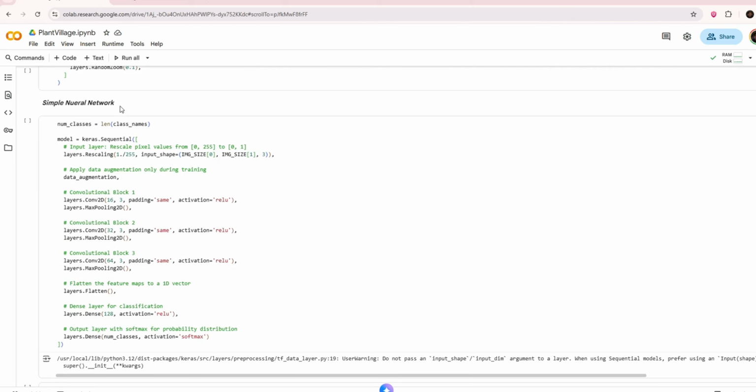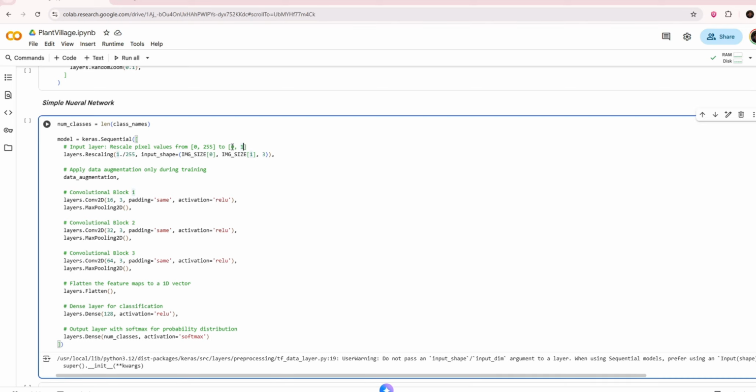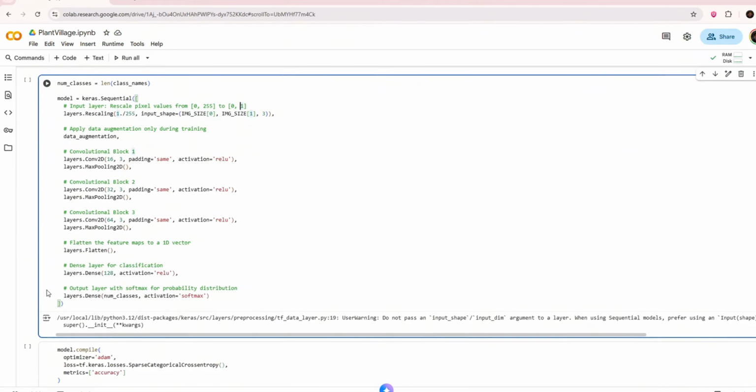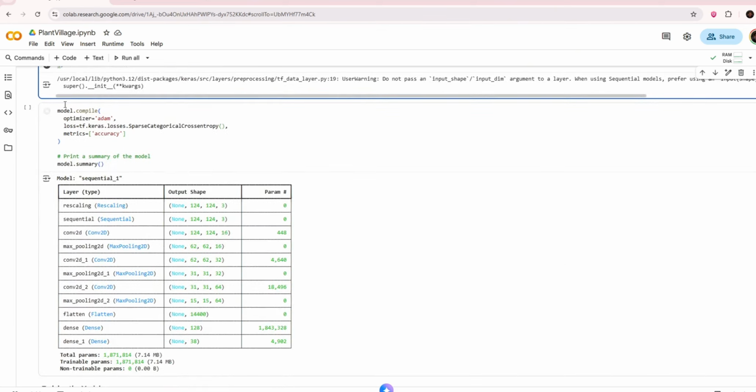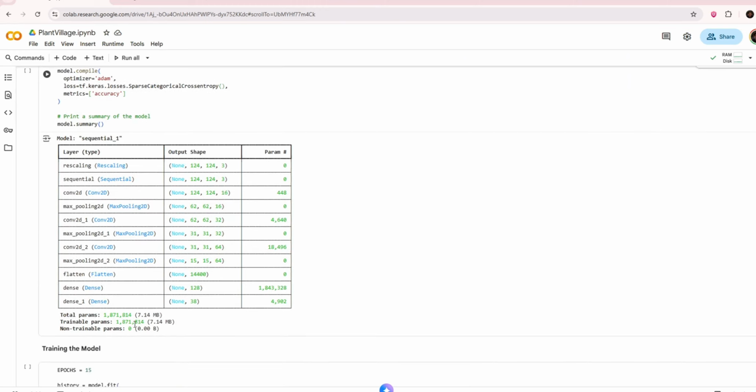And as my part, I'm implementing a simple neural network using thick convolutional blocks, and I'm flattening the layer as well. I'm also normalizing the input pixel range to 0 to 1 for better performance. Then I have a dense layer for the classification, which is multi-class classification, and a softmax layer as the output, which uses the probability distribution to identify the multi-class classification. If I compile and see the summary of the model, as you can see, there are this many trainable parameters, and this is the summary of the model.